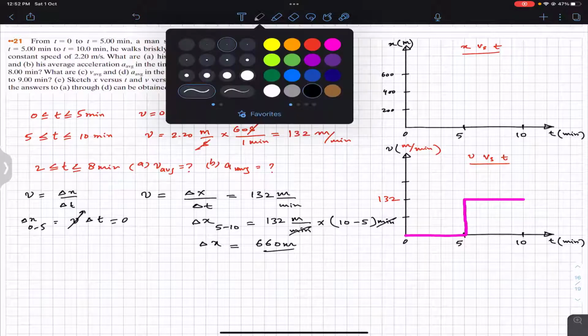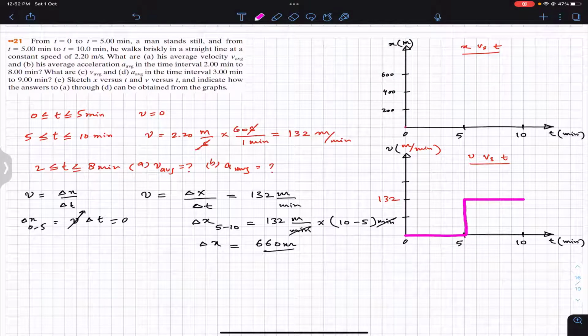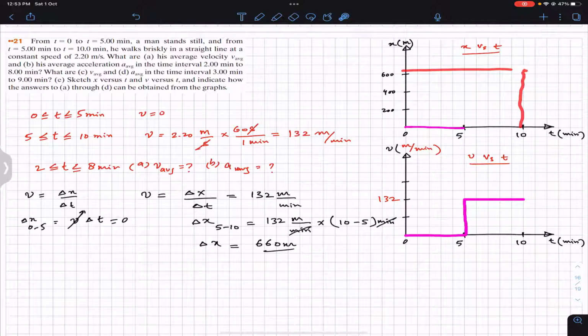So now we can plot this data as well. So from 0 to 5, no distance traveled, and then since from 5 to 10 the velocity is constant, right? So if the velocity is constant, the distance traveled is 660 meters, right? So if this is 200, 400, 600, then 660 is somewhere here. So at t equals 10, 660 is somewhere here, this is some point, right?